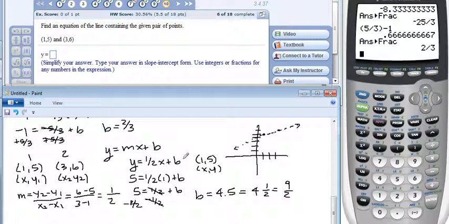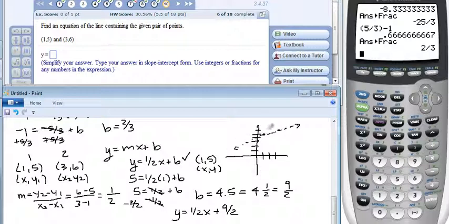So I'm going to go back to this one right here and rewrite my entire equation. I've got 1/2 x plus 9/2. Okay, so let's see if this is even reasonable. I have a positive slope and it's pretty flat. It's not going up a whole lot. So I've got kind of like up 1 over 2. Yeah, that looks about right.